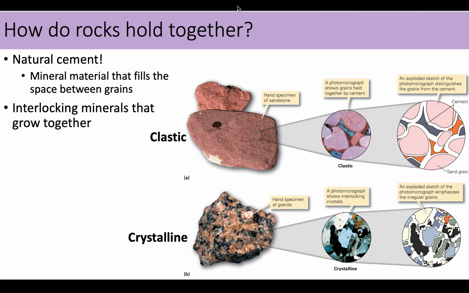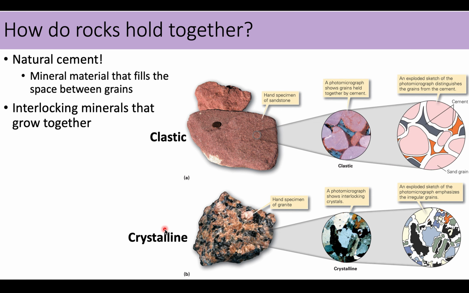So how do rocks hold themselves together? There are two different ways. We have clastic rocks, and we also have crystalline rocks. Clastic rocks form a bit of what we call natural cement. Mineral material will fill in the space between different mineral grains and work like a cement. With clastic rocks, we have different mineral grains, here in the pink, and the gray is what we call the cement. It's mineral material that hardens there and fills in this space to create a solid clastic rock.